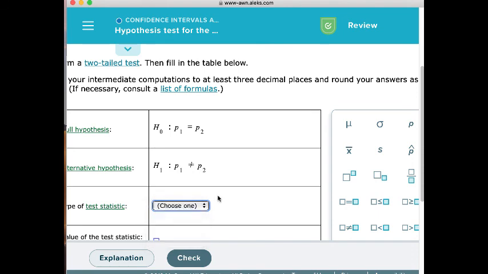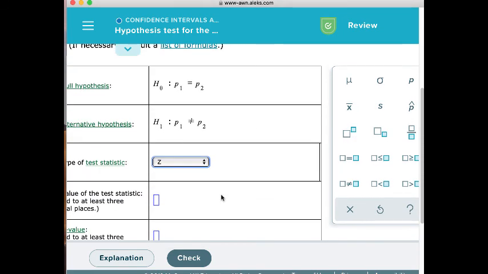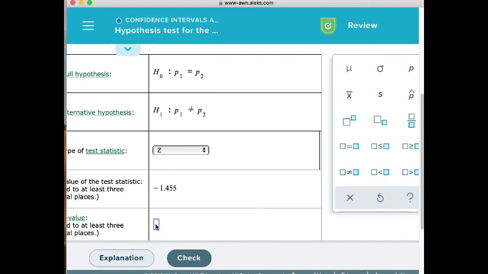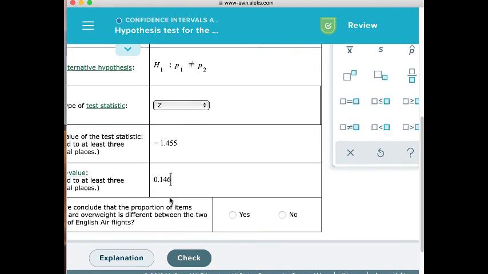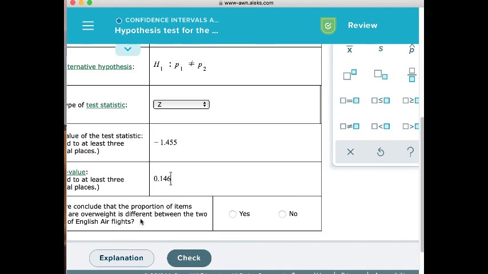It's Z whenever we have a test between proportions, provided that the sample sizes are large enough to say, hey, yeah, the sample proportions will be normally distributed. All right, the value of the test statistic, we got negative 1.455. And the p-value was 0.146. And our decision was there's not enough evidence to support the claim or in favor of the claim. So you would say no to the claim.